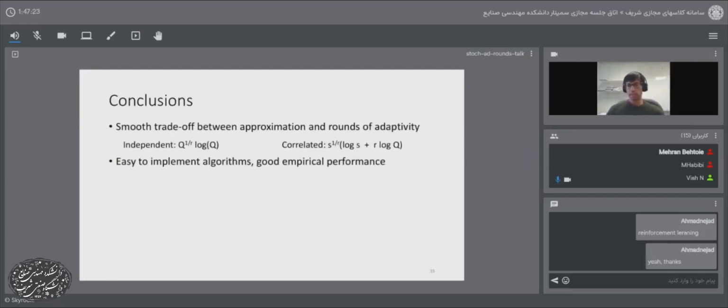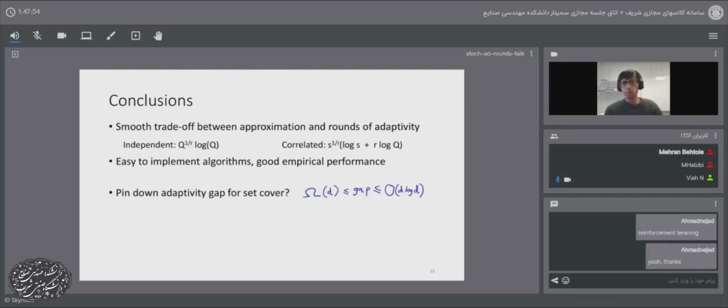Okay, so I'll just conclude in this final slide. We looked at the impact of rounds of adaptivity in the stochastic submodular cover problem, and we could achieve a smooth trade-off between approximation and the number of rounds, both when you have independent items and correlated items. The algorithms we got are easy to implement, and we did implement them and found that the empirical performance was good.